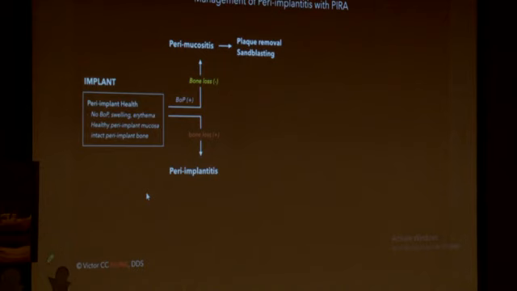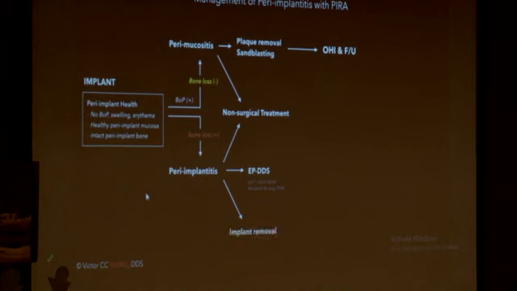You have to do some sandblasting, as we're talking about, using a glycine powder, or you could do the non-surgical treatment. And then we do the oral hygiene care to follow up this kind of patient. But also in peri-implantitis, you could do non-surgical therapy first. And then if you have a large defect, you might consider EPDDS. If the implant is already moving, this hopeless implant, you might think about implant removal.